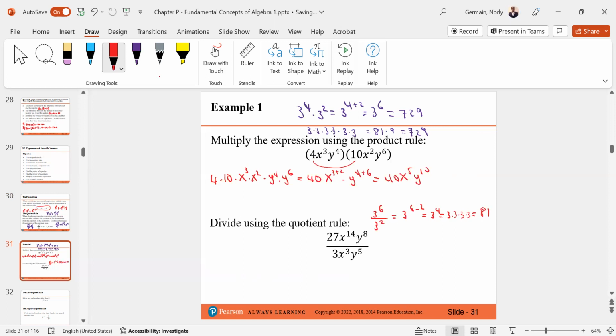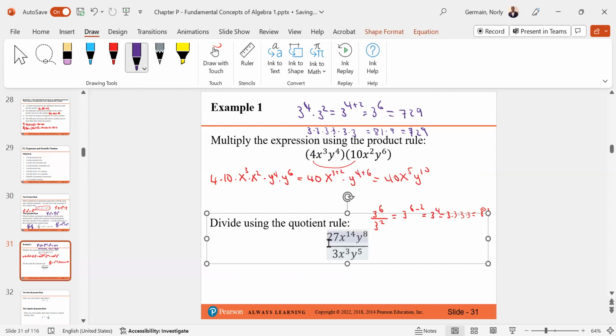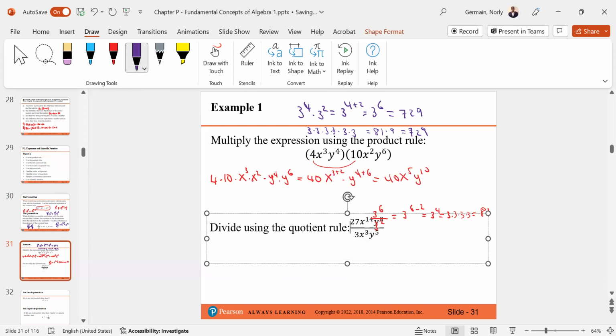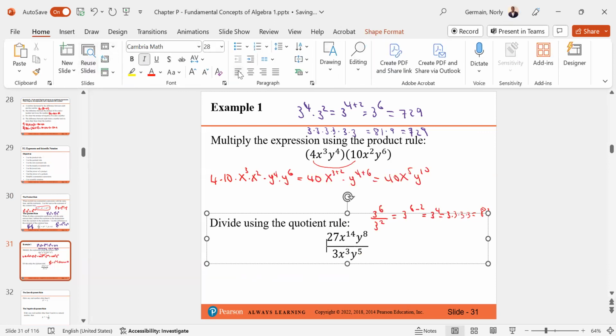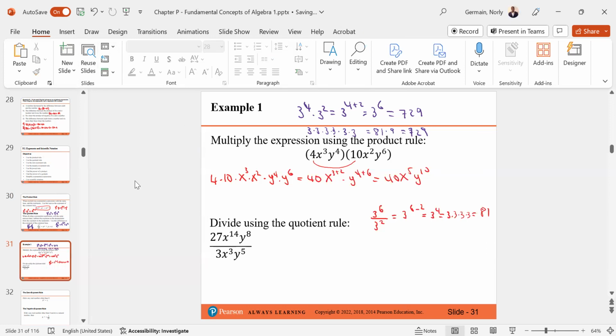So that's for constants. But what if you have an algebraic expression like this one? So this is an algebraic expression, right? So for the algebraic expression, what you need to do, I'm going to try to see if I can move that expression to the front. Okay, right there. That's good. We're going to put it there.